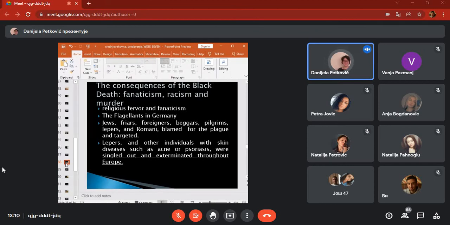Then you also have certain groups that were targeted, like Jews, like friars, who were universally hated. You will see that friars are satirized in Chaucer's Canterbury Tales. Foreigners, beggars, pilgrims, lepers, and Romani people, of course. Romani people and Jews will be targeted by Hitler in the 20th century, and already in the 14th century they are targeted by Europeans. They were blamed for the plague. People who had skin diseases, people who suffered from leprosy, psoriasis, acne, and so on, were singled out and exterminated.